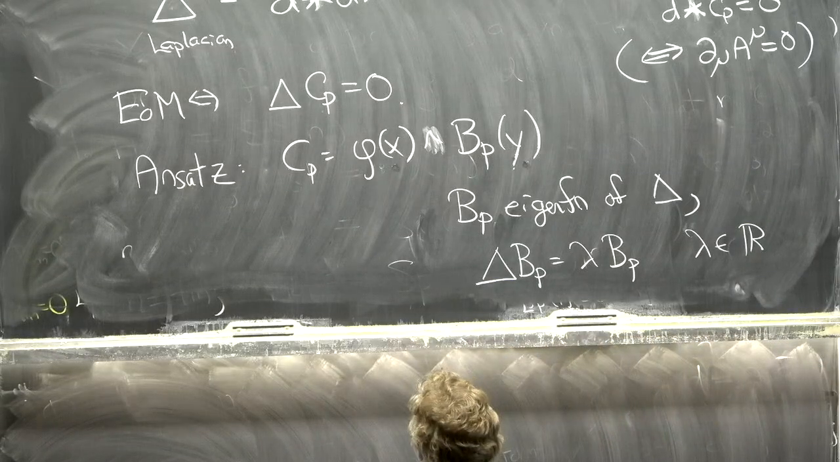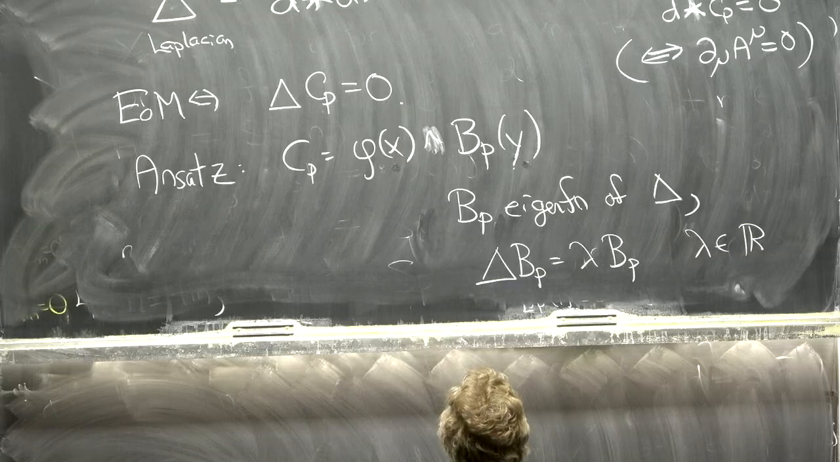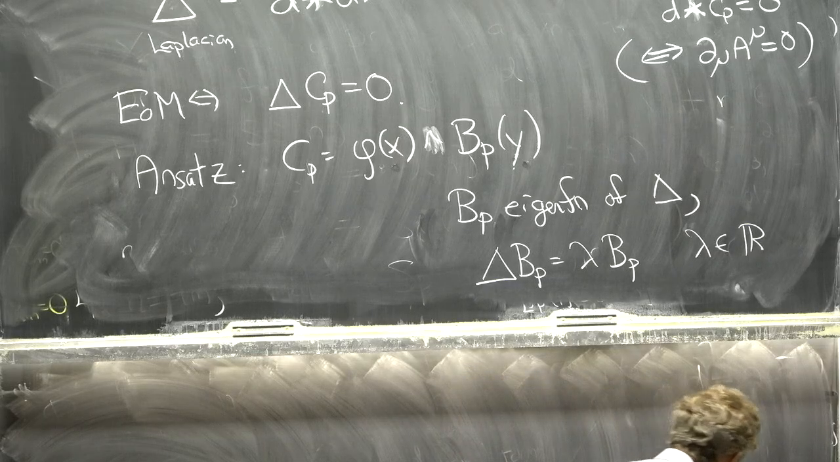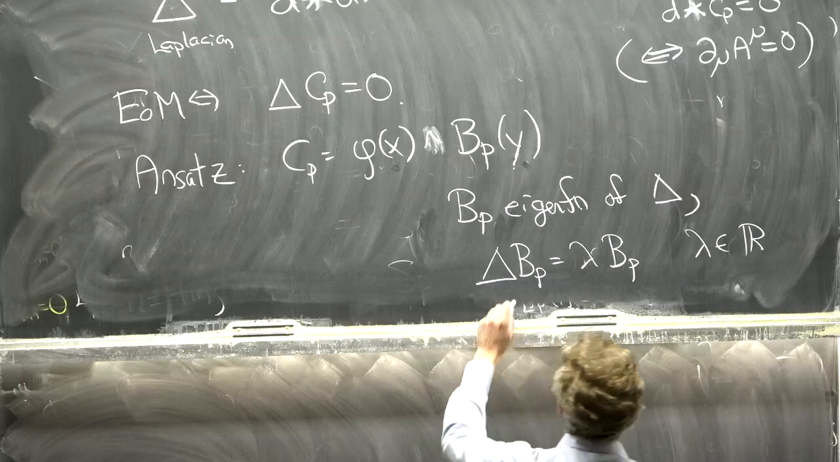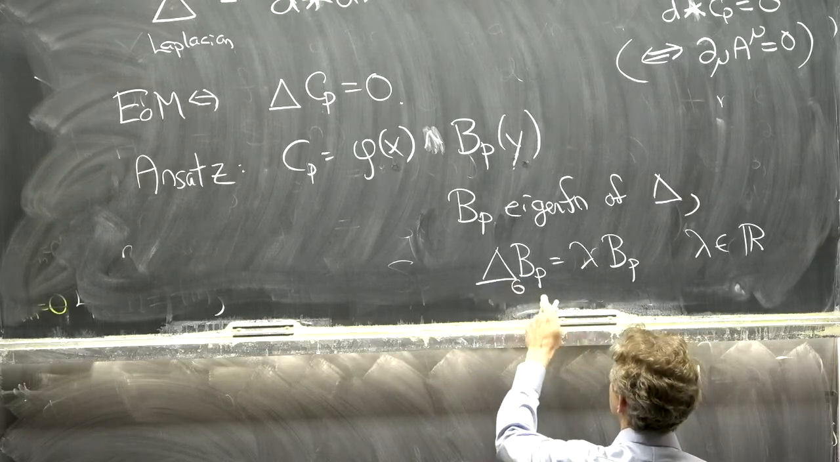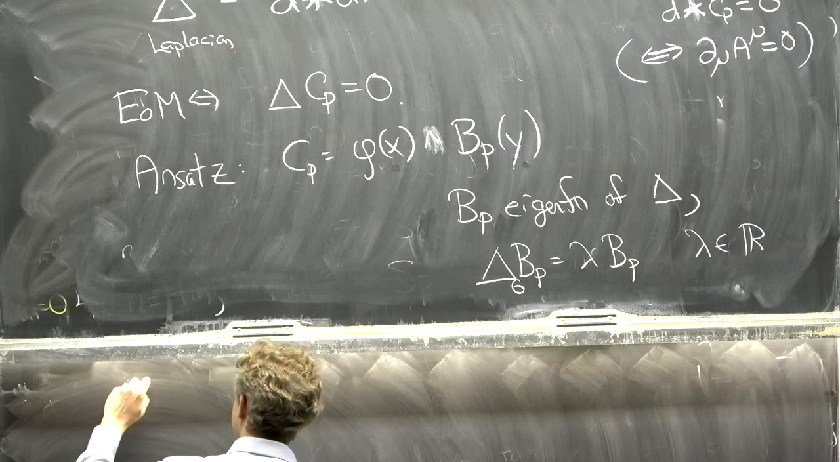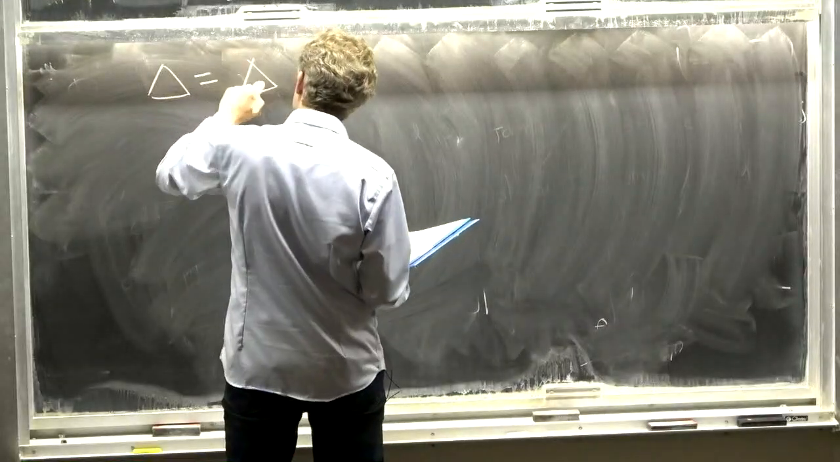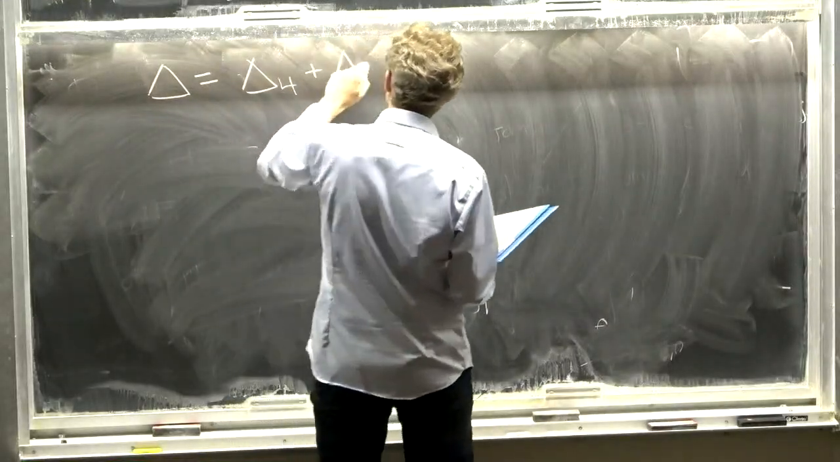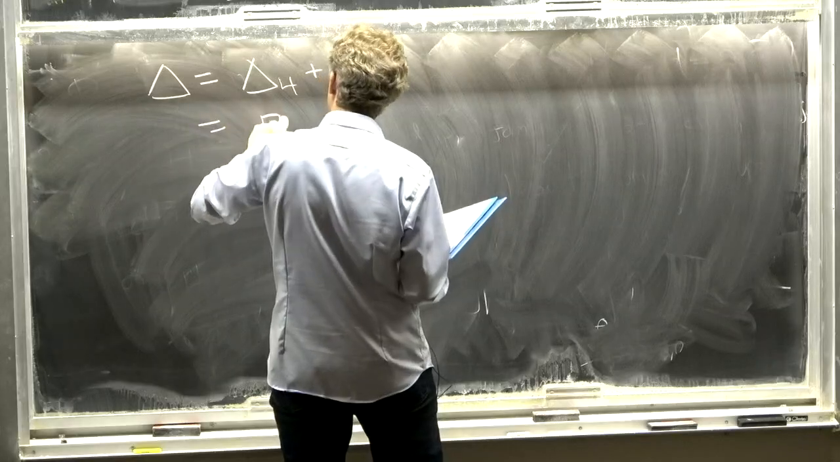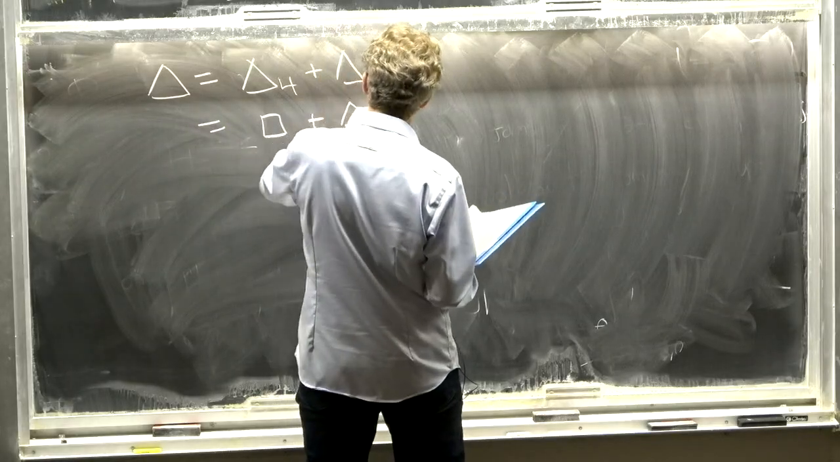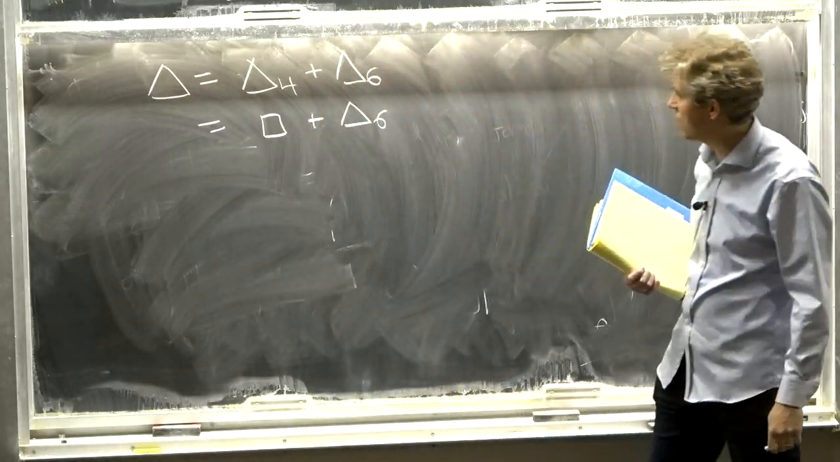Pardon me? The delta BP, is that the 60 delta? Thank you. Is it the 60 delta? Yeah. Although, since that's the only place where the dependence comes, yes. Correct. So because we have a product space, delta is delta 4 plus delta 6, which, since we're in Minkowski space in the external part, is the D'Alembertian plus delta 6.